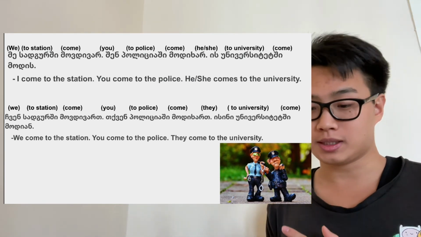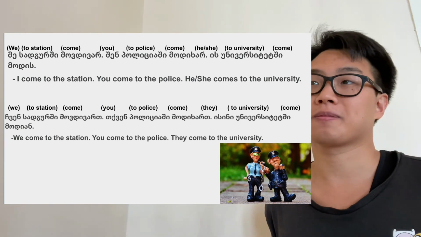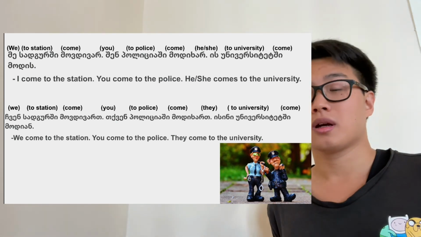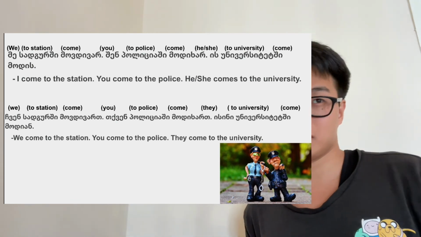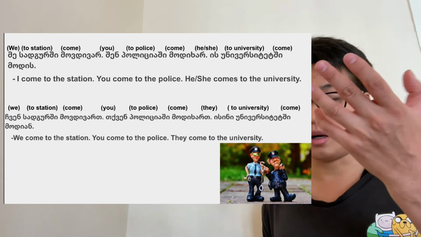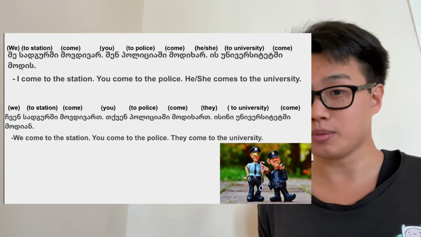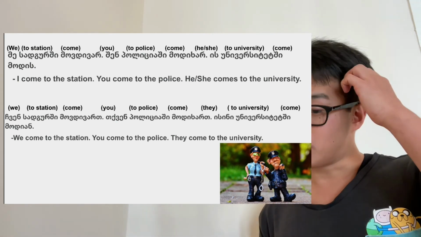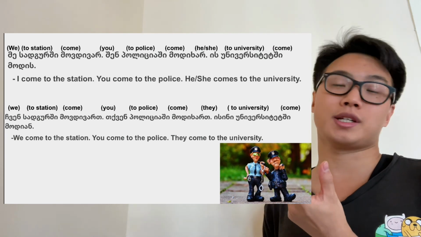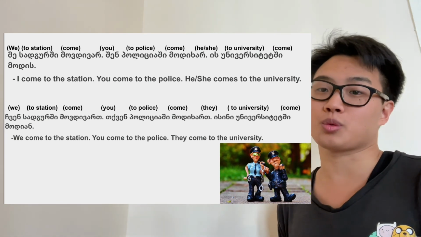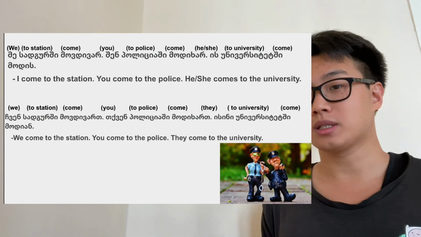You come to the police, police office, more precisely. Police station in English, I think. Shen policiashi, the building for the policemen and policewomen. You come to the police. Shen policiashi modihar. And that's it. And if we want to say he or she comes to the university, university in Georgian is very easy, universiteti, and that's it. But i drops out when adding the postposition, right? So is universitetshi modis.